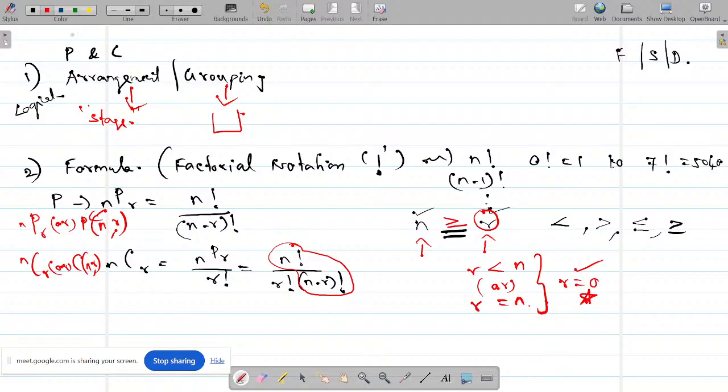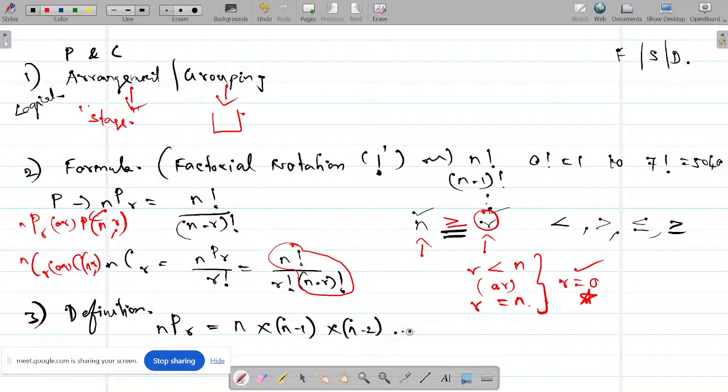Okay. Yes, third case. Through definition, we tried to understand what you mean by permutation, nPr. If you are okay with permutation, you are okay with combination because you are removing only the arrangement. Okay. What is nPr? n into n minus 1 into n minus 2, and the last, if this is r, then this will be the rth term. The last term is nothing but the rth term. This rth term will be n minus r plus 1.